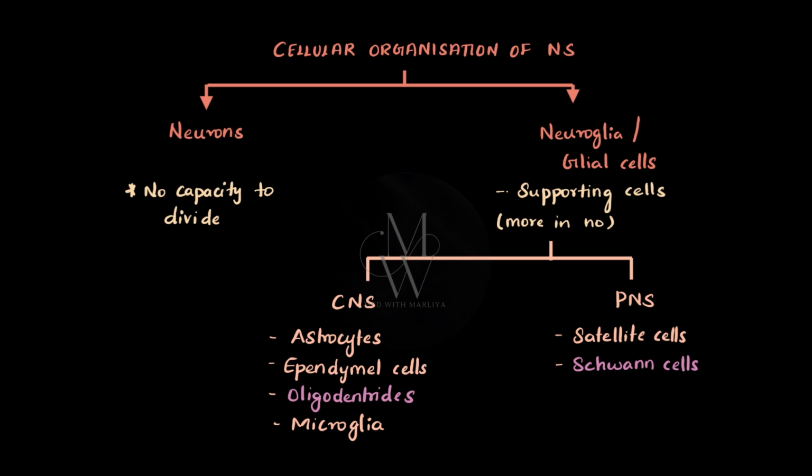We have different types of neuroglial cells in the central nervous system as well as in the peripheral nervous system. In the central nervous system, we have astrocytes, ependymal cells, oligodendrocytes and microglia. Oligodendrocytes are responsible for the formation of myelin sheath around the axon in the central nervous system. In the peripheral nervous system, we have satellite cells and Schwann cells. Schwann cells are responsible for the formation of myelin sheath around the axon in the peripheral nervous system.